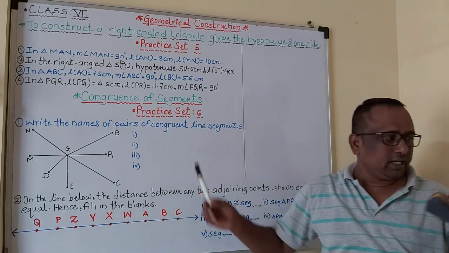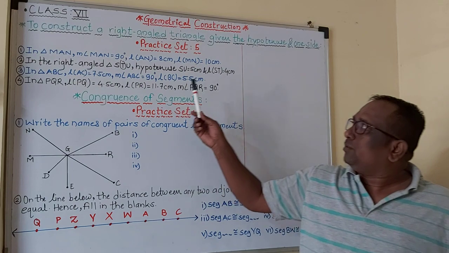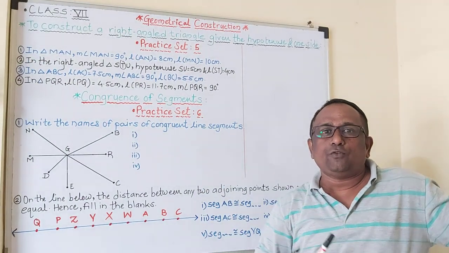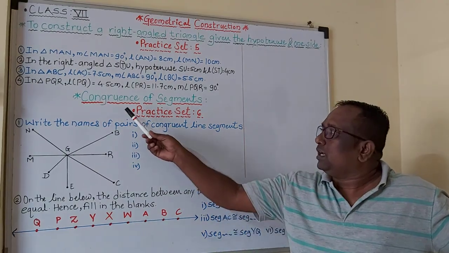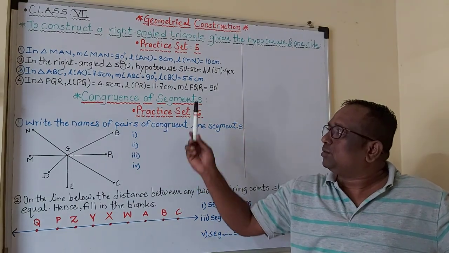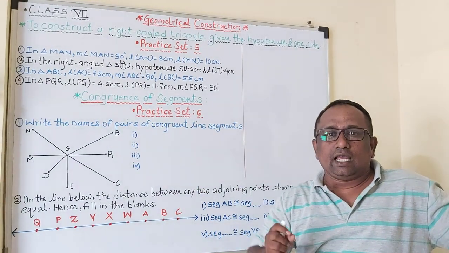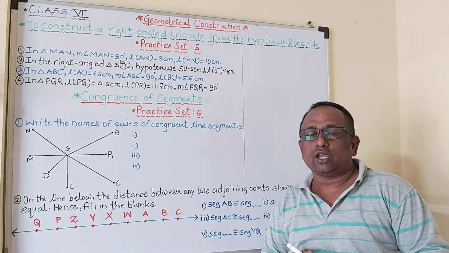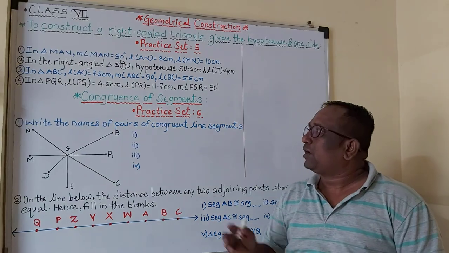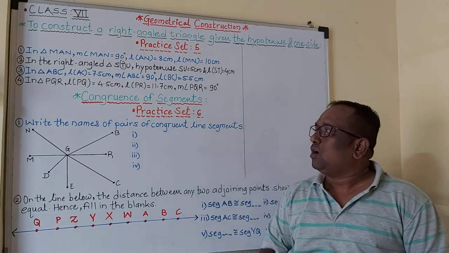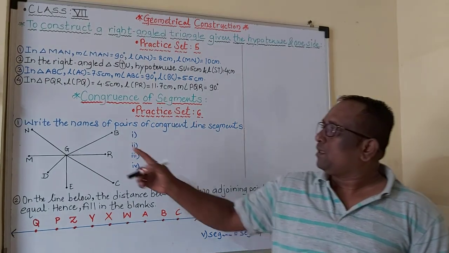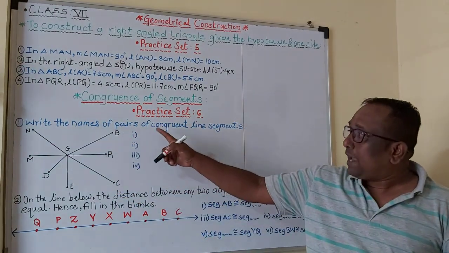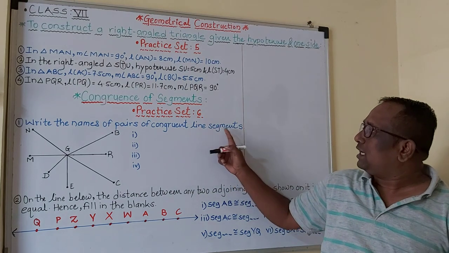Now we are going to start a new part from this chapter, congruence of segments. I gave the notes before also, students. In the notes, congruence of segments means the length of any segments is equal, same length. Two or three sides, then we can say that lines are congruent. Now see here. First question: write the names of the pairs of congruent line segments.